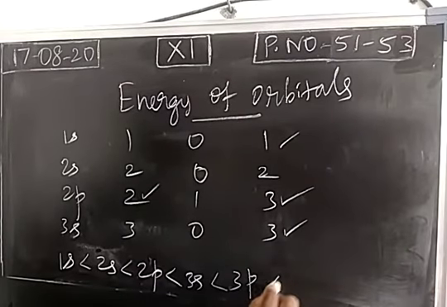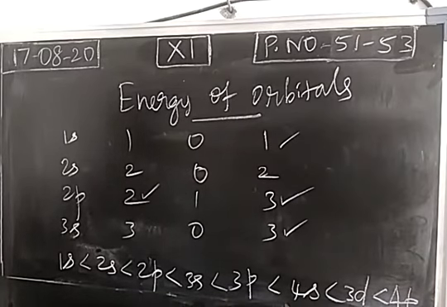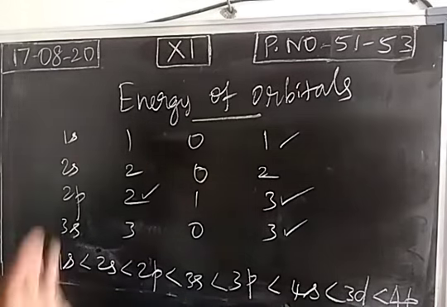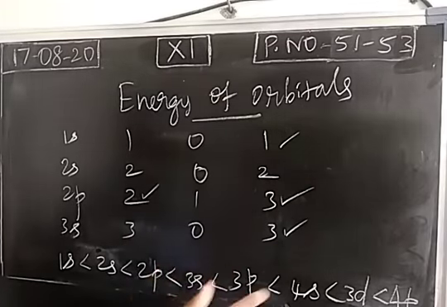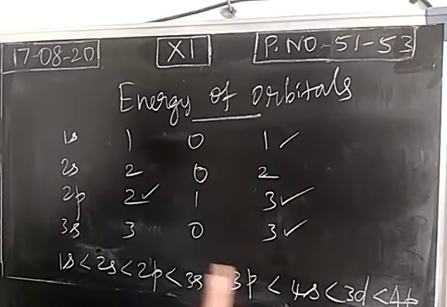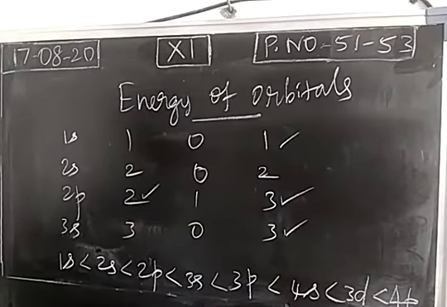3s, 3p, 4s, 3d, 4p, like that. We can arrange the orbitals in the increasing order of energy based on the n plus l value. If you know the principal and azimuthal quantum numbers, based on the n plus l value, you can arrange the orbitals in the increasing order of energy. If two orbitals have the same n plus l value, the orbital with the lower n value has less energy. So this is the arrangement of orbitals in the increasing order of energy.